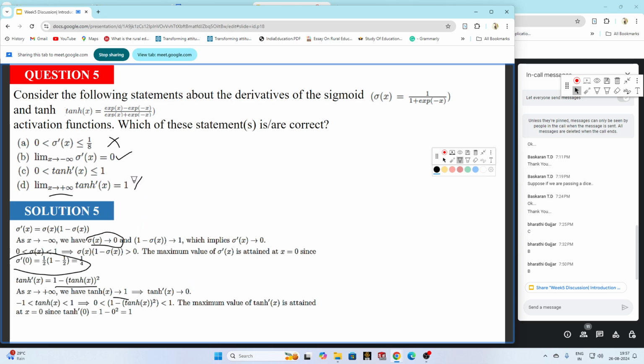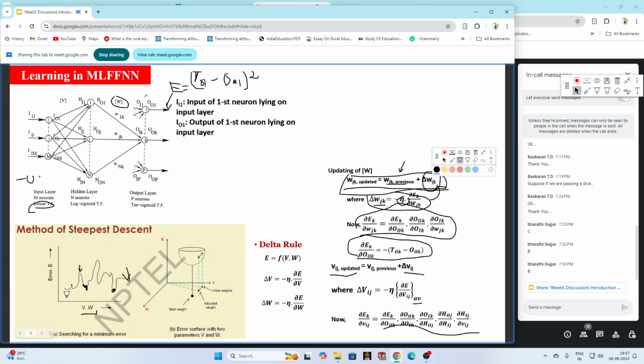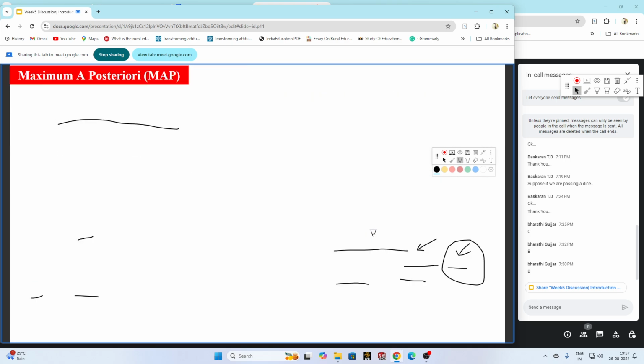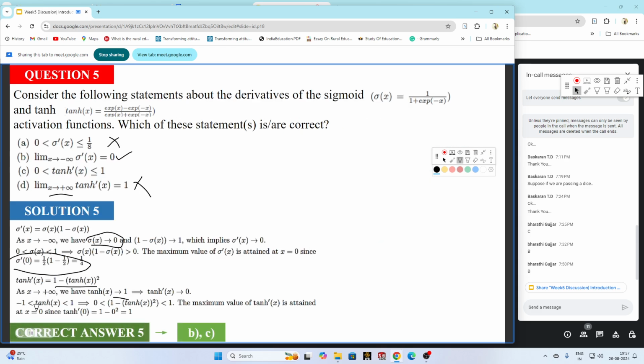So this is actually false, right? Now tanh x, when you see the curve, this is your tan hyperbolic function. Here the range is between minus 1 to 1. So the range is between minus 1 to 1, and when you square it, that will be from 0 to 1, and 1 minus this, you will be getting 0 to 1. So the maximum value of tanh dash x is attained at x equals 0, and that gives the answer as 1. So this is also correct. So option B is correct and option C is correct. So B and C are your correct answers.